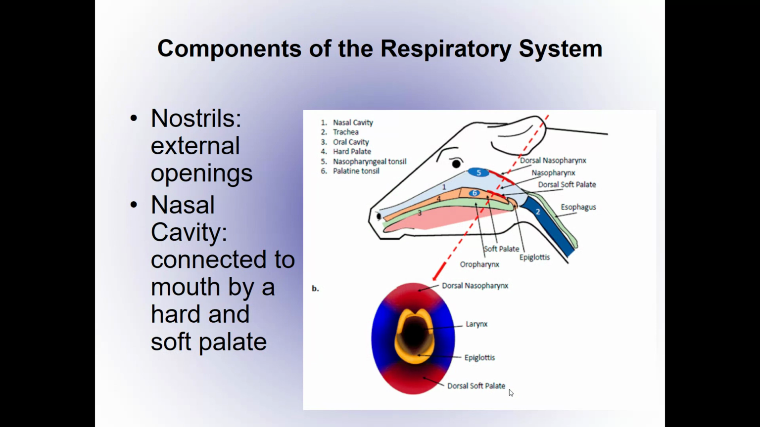And if you look closely at this diagram, you can see that those are kind of towards the back of the mouth. You can see that we have an esophagus as well as a trachea. For the most part, the esophagus carries the food down, but we do have some air that goes through as well.